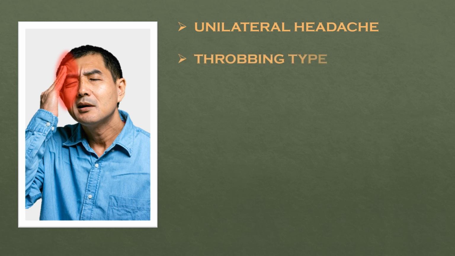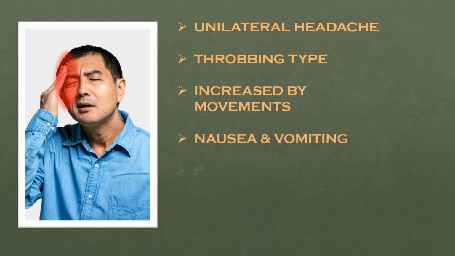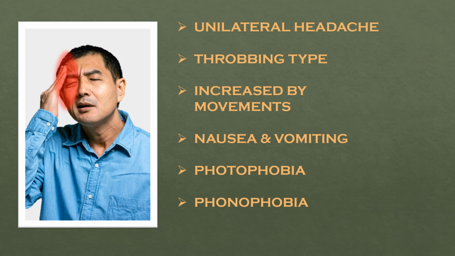Let us now see the typical characteristics of a migraine headache. It is most commonly unilateral, that is, affecting one side of the head. It is of a throbbing or pulsating type. The pain is aggravated by movements and is almost always associated with nausea, vomiting, photophobia, that is, increased sensitivity to light, and phonophobia, that is, increased sensitivity to noise.